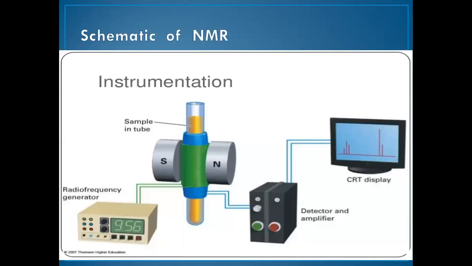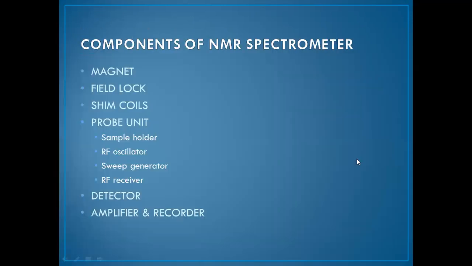This is a schematic diagram of NMR in which there is a sample in a tube. This is the electromagnet, which shows the south and north pole. This is the radio frequency generator, then the detector and amplifier, and this is the CRT display. So what are the components of an NMR spectrometer? First of all the magnet, then field lock, then shim coil, then probe unit, detector, amplifier and recorder.